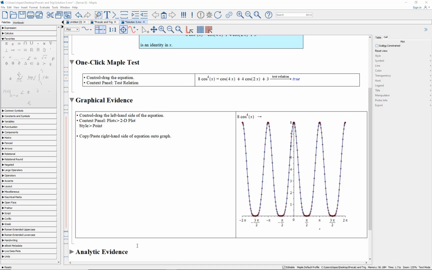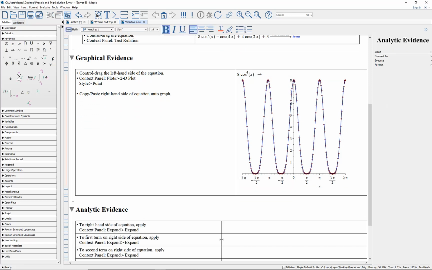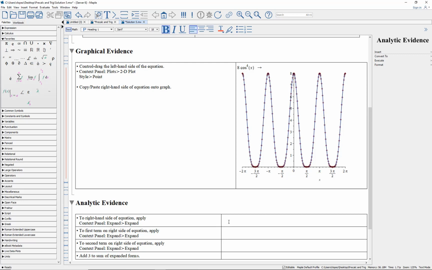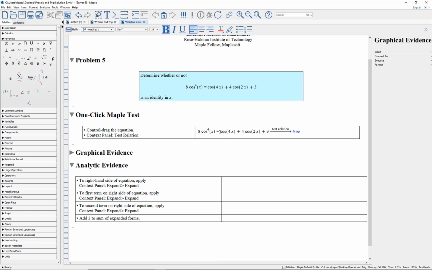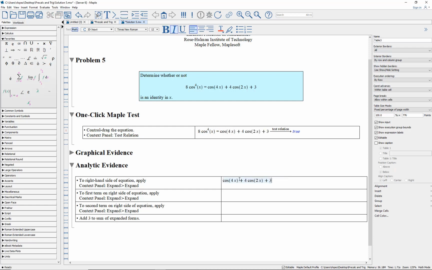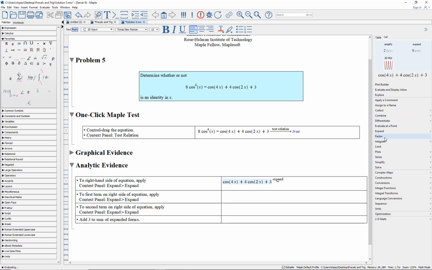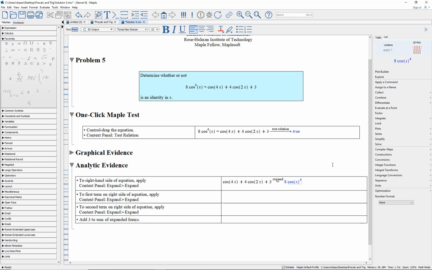Now we want analytic evidence that this is an identity. To do that, I'm going to begin by taking the right-hand side. Let's close this up here. The right-hand side, and apply and expand. So basically we're expanding these cosine 4x and cosine 2x. So here's expand. And when the appropriate trig formulas are applied, the right-hand side does become the left-hand side analytically.